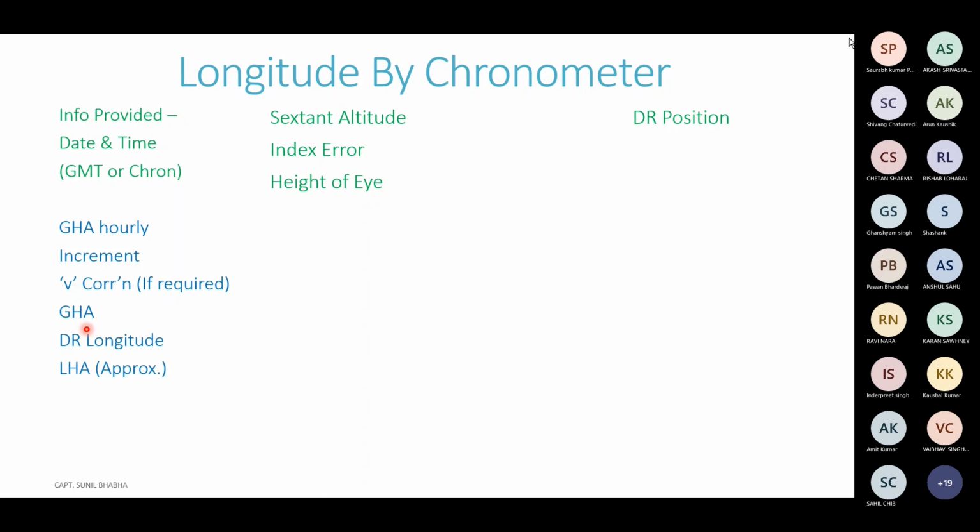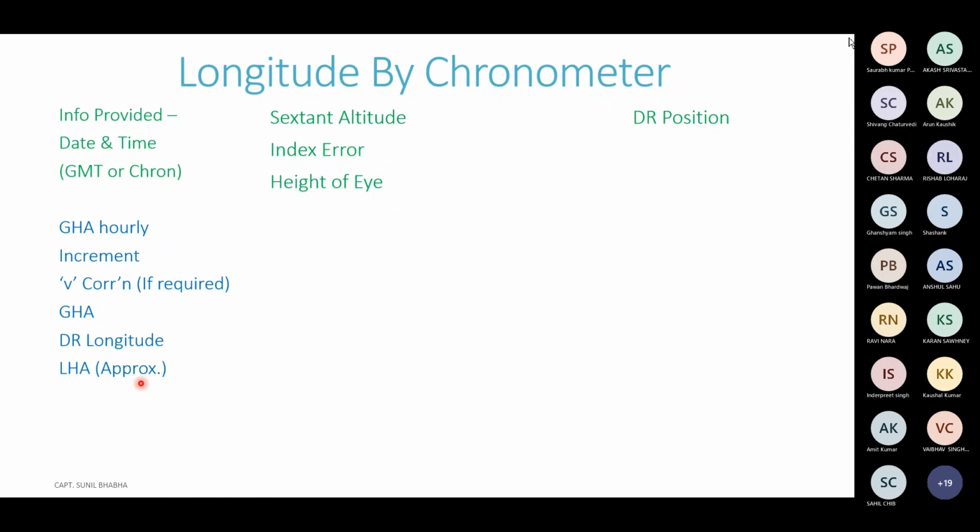Now, once we have the GHA with us, we also have the DR longitude known. DR longitude is given to us in the information. So when we apply this DR longitude to the GHA, we get the LHA of the body. So we find out the LHA of the body. Now with this LHA, we write the word approximate. So you can put a bracket and write along with that LHA as approx or approximate.